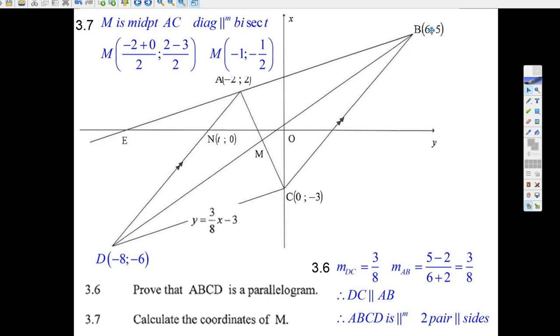So just find the gradient. So you go 5 minus 2 over 6 minus 2. Hey, I get 3 over 8. So the gradients are the same. They're parallel. It must be a parallelogram.